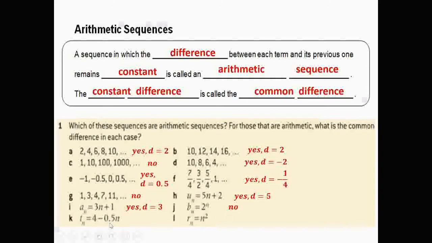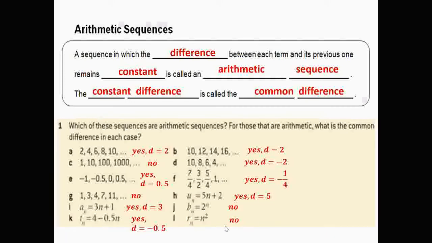How about this one? Maybe a little tougher to see because it's written kind of backwards, but if you wrote this 4 at the end and had this negative 0.5n in the front, that's definitely linear. And the slope is negative 0.5. That's our slope value. This is our y-intercept here, the 4. So again, if you plugged in 1, 2, 3 in there, you would see it works out. It's arithmetic, and there's our slope, our common difference. And last one, no way, that's quadratic. That's not linear, so not arithmetic.